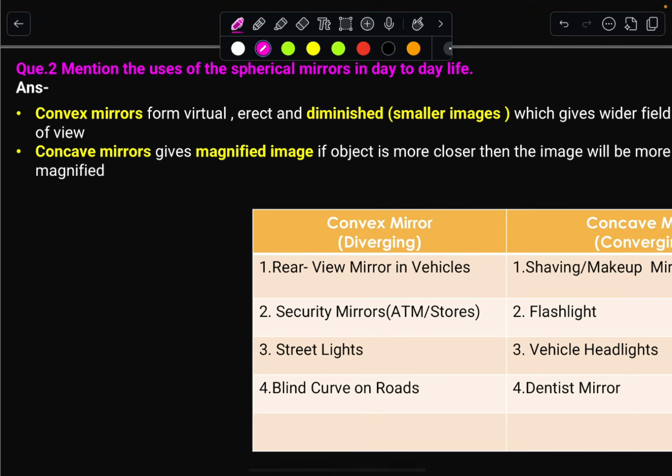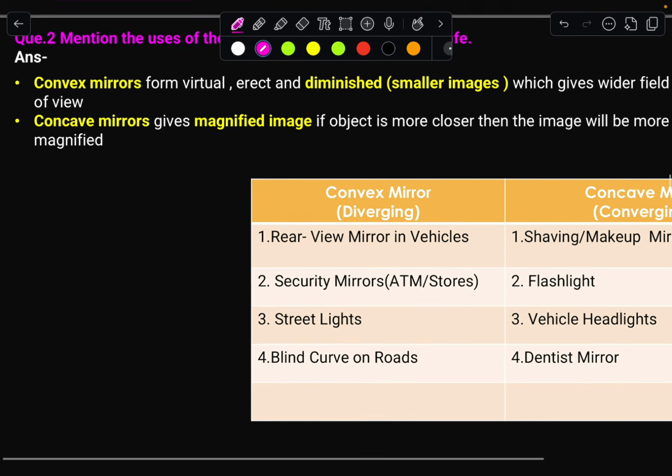So how to approach this question? Beta, first write the concept. What is the concept? Sir, concave mirrors form diminished also, enlarged also. So we have used it on this particular point. Beta, convex mirrors are always diminished. Okay, so this is the concept. Based on this we are using them. Beta, how are we using them?